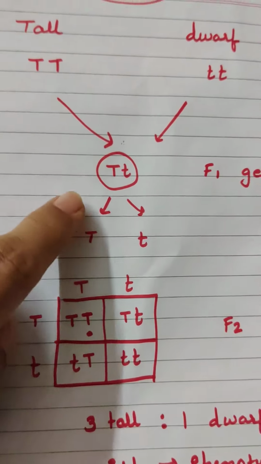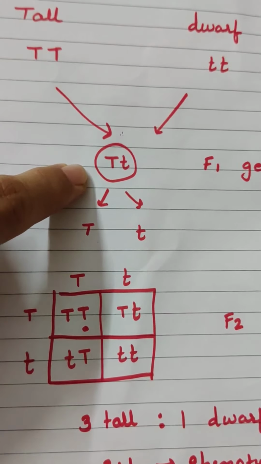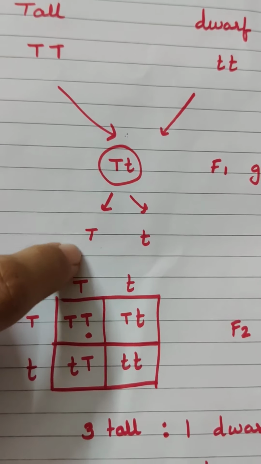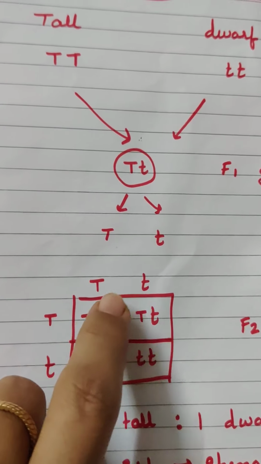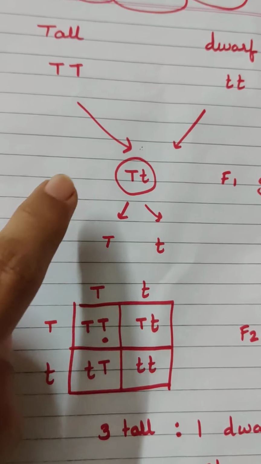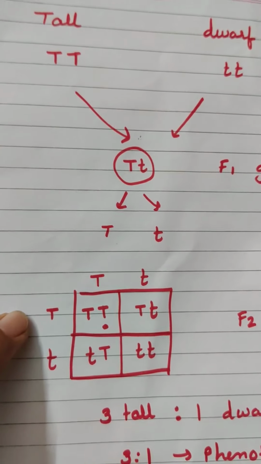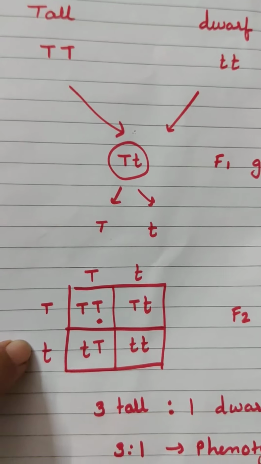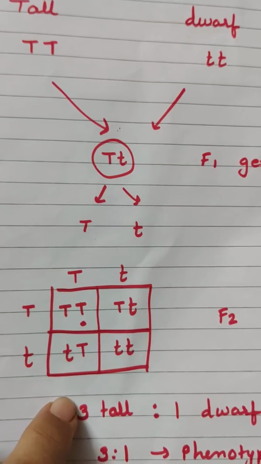That means when we hybridize F1 generation plants, hybridizing means we take two parents. One will produce two gametes, capital T, small t. So here we can write both the gametes. The other plant will also produce two gametes, capital T, small t. So there are four combinations.